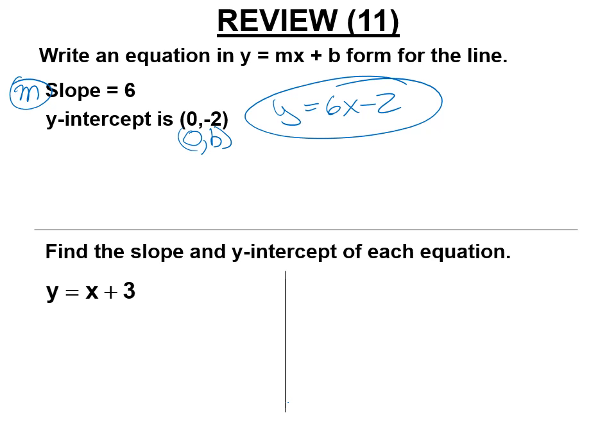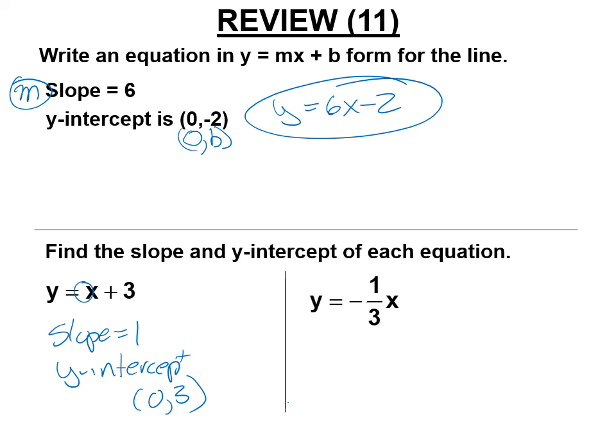Find the slope and y-intercept. So the slope is always right in front of x. So what's the slope? The slope there is 1. 1x is 1. The y-intercept, if you write 3, you're going to get no points. The y-intercept is 0, 3. All y-intercepts start with a 0. What's the slope now? The slope is a negative. It's negative 1/3, which means it goes down 1/3. Didn't ask you that part. What is the y-intercept? The y-intercept is 0, 0.